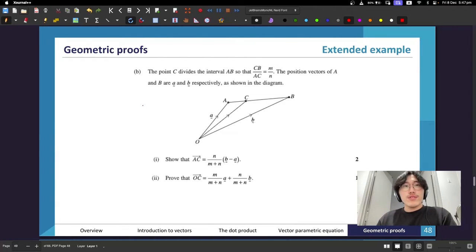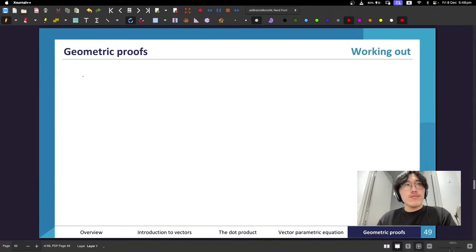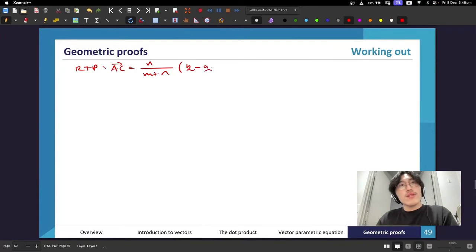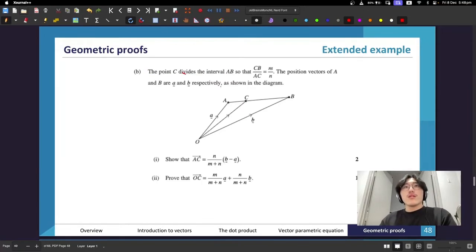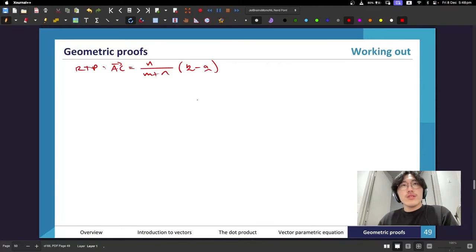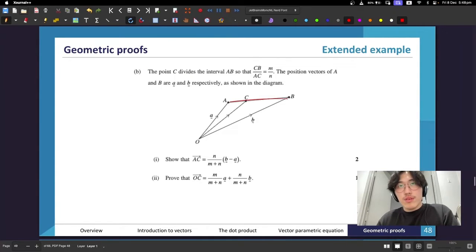Okay, first we need to show that AC equals n on m plus n times AB. So we're required to prove that AC equals n on m plus n (b minus a). We should first note that AB is just b minus a.